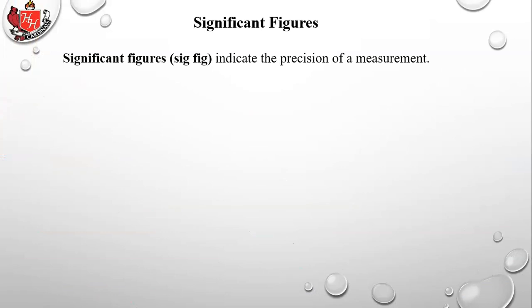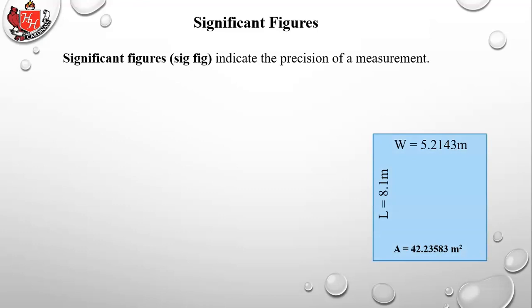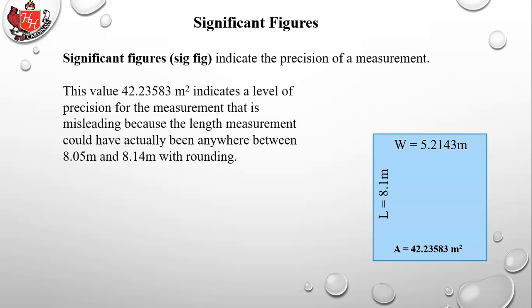So again, significant figures, or sig figs, indicate the precision of a measurement. There's our room, and there's the area down at the bottom. So this value of 42.23583 square meters indicates a level of precision for the measurement that is misleading, because the length measurement could have actually been anywhere between 8.05, which would have rounded up to 8.1, and 8.14, which would have rounded down to 8.1. So that means that measure could have actually been anywhere between those two numbers.